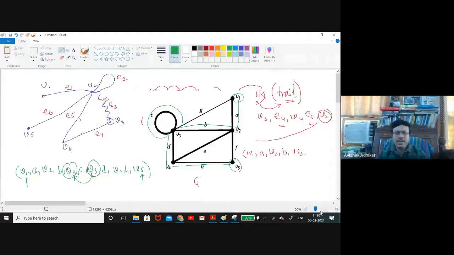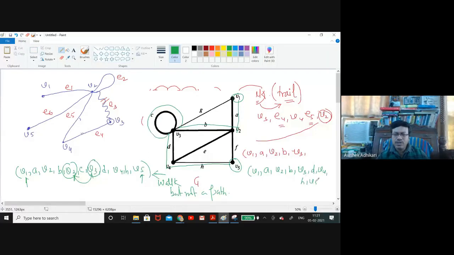So now you can see that if I consider this, this is not a path. This is a walk, but not a path. But I can have this. For example, if I consider V1, then A, then V2, then B, instead of taking this loop, if I avoid that loop, then I directly go to V3, and then directly go to D, and then V4, and then H, and then V5.